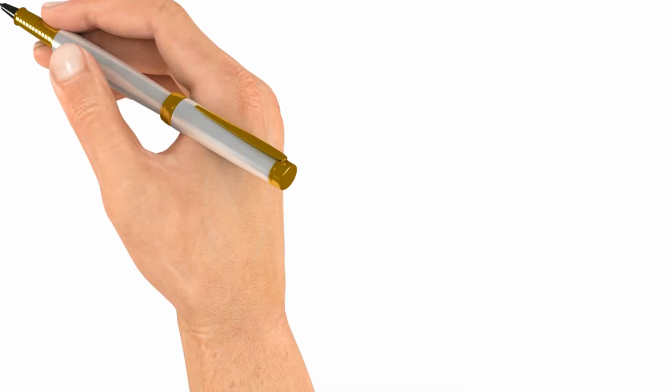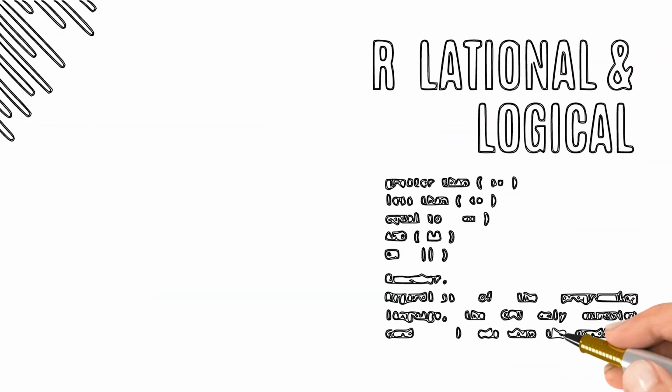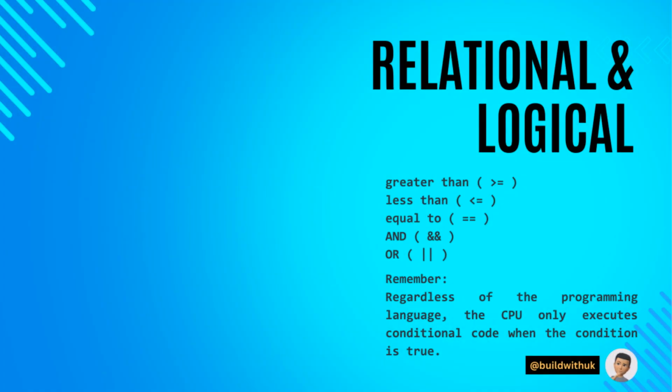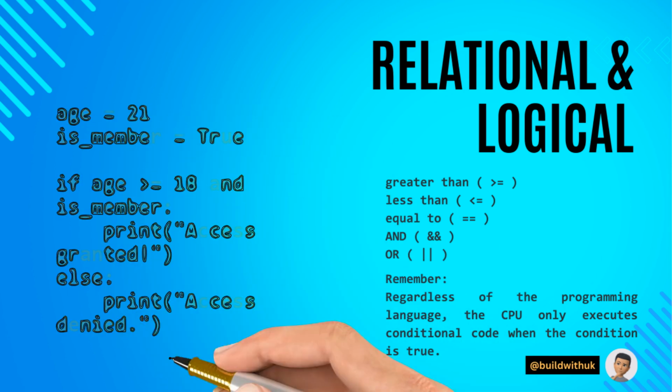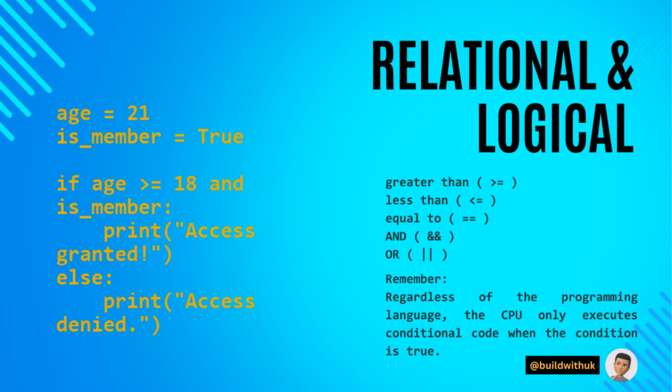In the previous section, we saw that the program is checking conditions for decision-making. But how do we create these conditions? We use relational operators like greater than, less than, or equal to, and logical operators like and or. These operators help us compare values and combine conditions. In this example, both conditions need to be true for access granted to be printed. So, if you're 18 or older and a member, you get access.